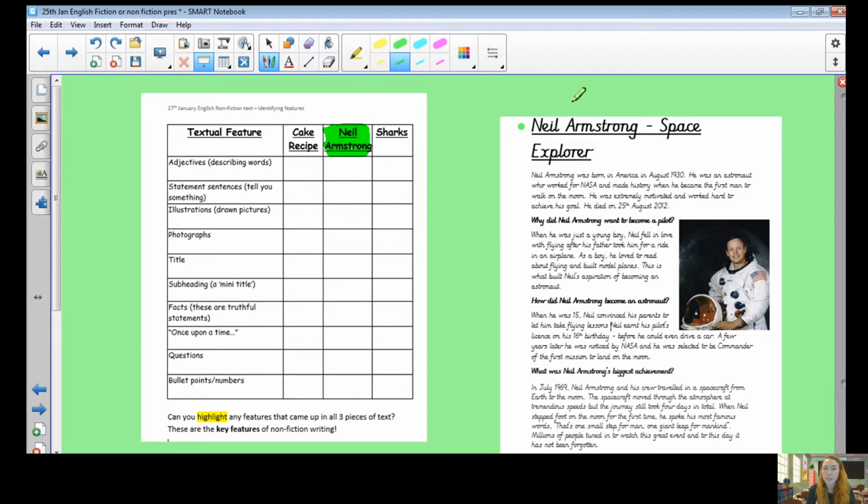So, Neil Armstrong, space explorer. Now, we might have heard about him. We did a bit of a space topic, didn't we? So you might have heard of him there. Neil Armstrong was born in America in August 1930. He was an astronaut who worked for NASA and made history when he became the first man to walk on the moon. He was extremely motivated and worked hard to achieve his goal. He died on the 25th of August 2012.